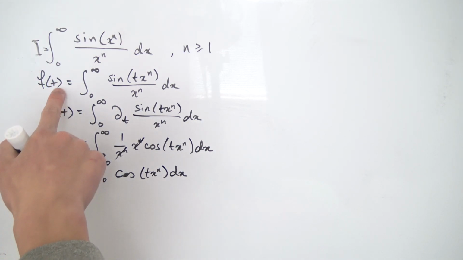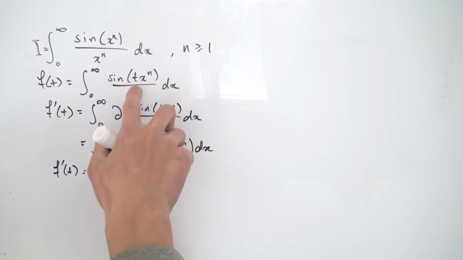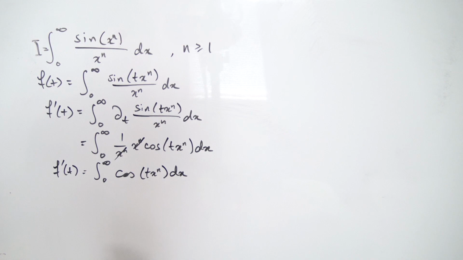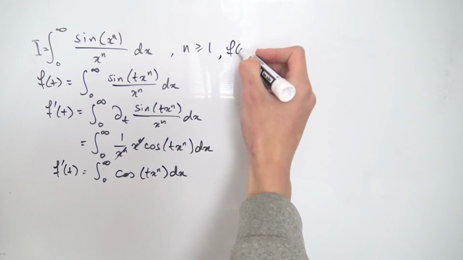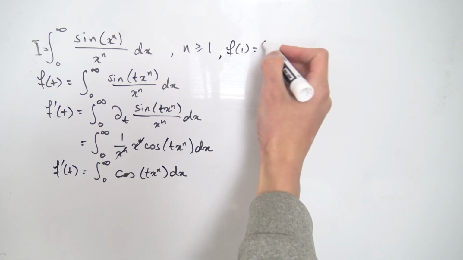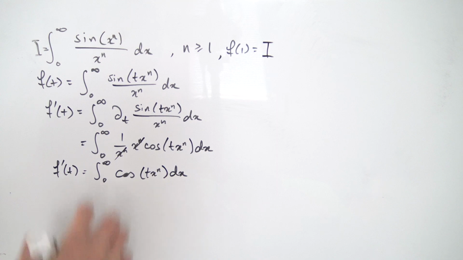And what is the relationship between f of t and I? Well, the only difference is this t inside of this sine, and in fact, if you plug 1 inside of this function f of t, so f of 1, that's going to give you I back, because this t is going to turn into a 1, leaving us with what we have at the very start.